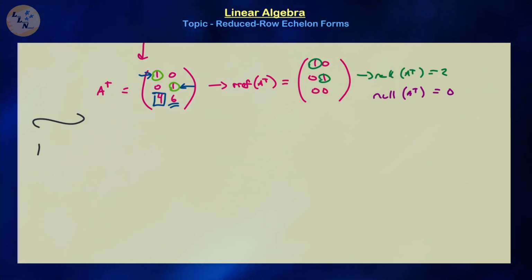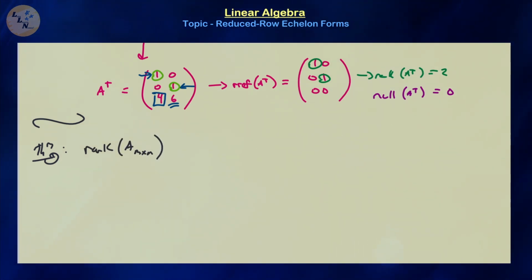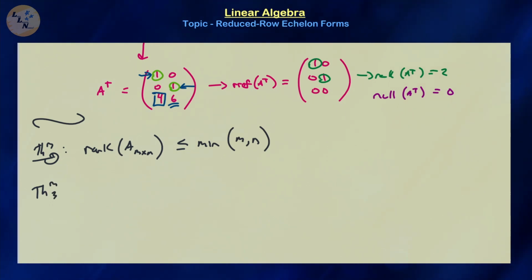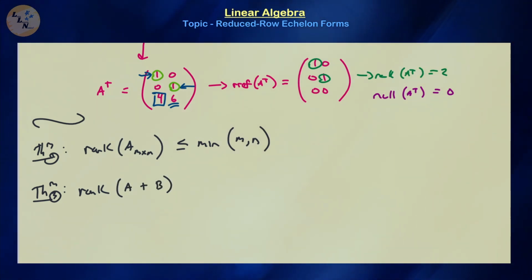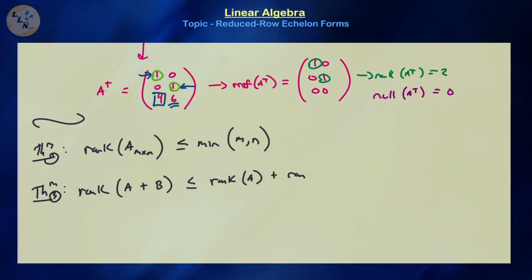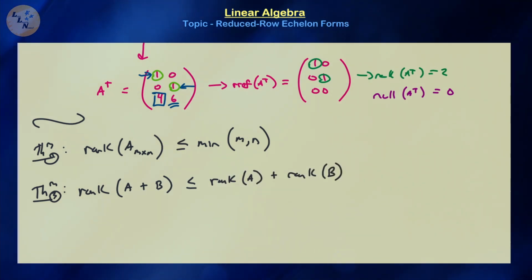A couple other theorems that are definitely useful in certain circumstances. The rank of an M by N matrix is always less than or equal to the minimum of M and N. I'll let you think about what that means and why we should care. And if you're familiar with the triangle inequality, this is also true: the rank of A plus B is always less than or equal to the rank of A plus the rank of B. So we're looking at 2 matrices and their sum and the rank of those associated matrices.